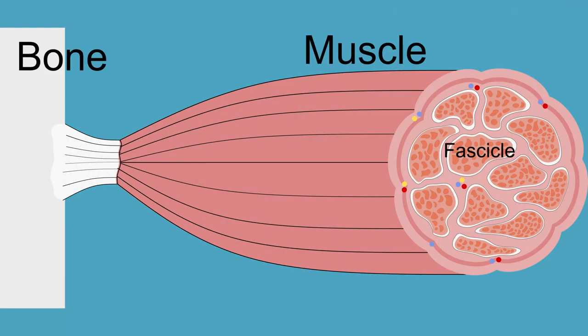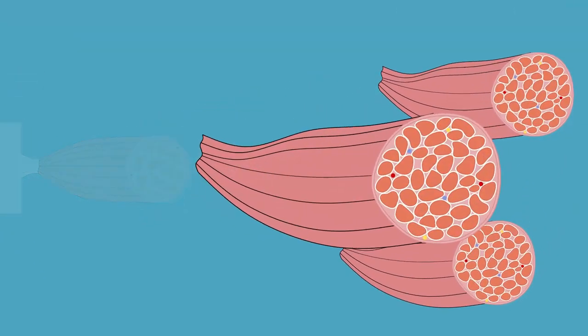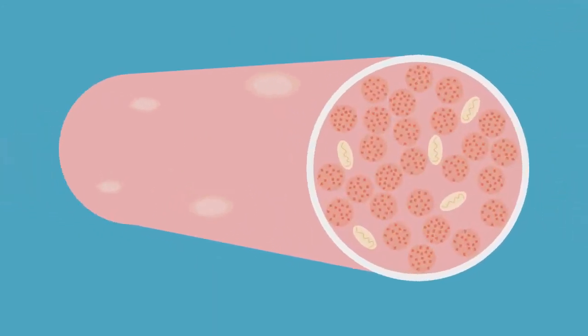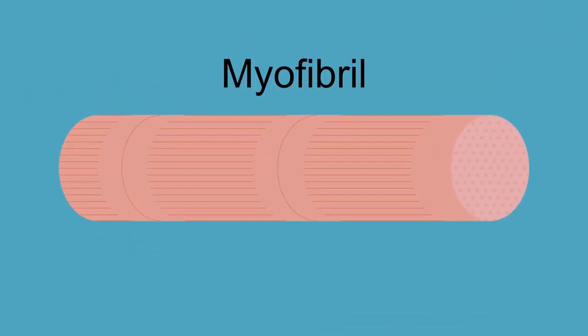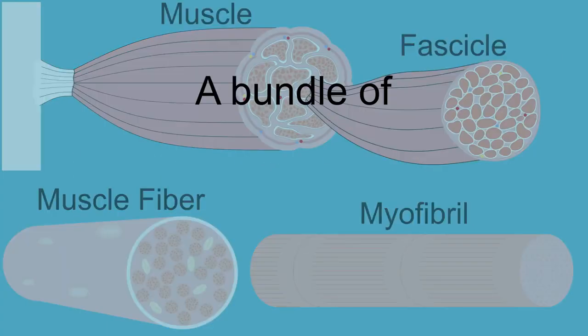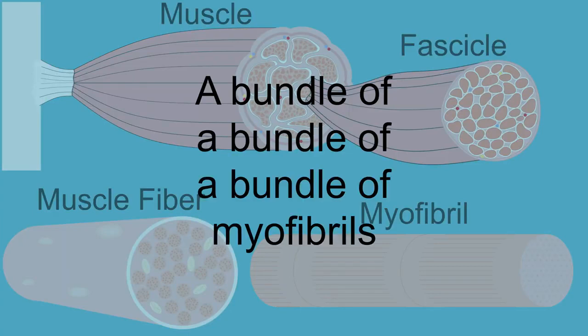Basically, a muscle is made up of a bunch of fascicles bundled together, which are by themselves just made up of a bunch of muscle fibers, but even they are made up of a bunch of myofibrils. So ultimately, a muscle is nothing more than a bunch of strings that are bundled together and then bundled again and again. Or just a bundle of a bundle of a bundle of myofibrils.